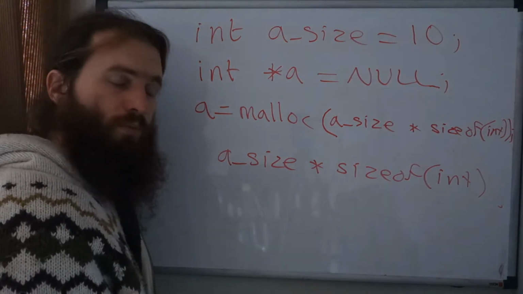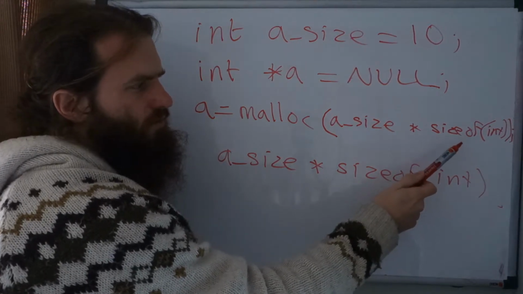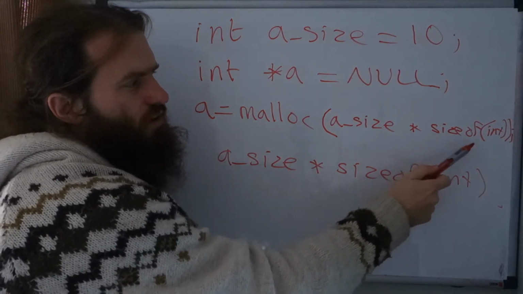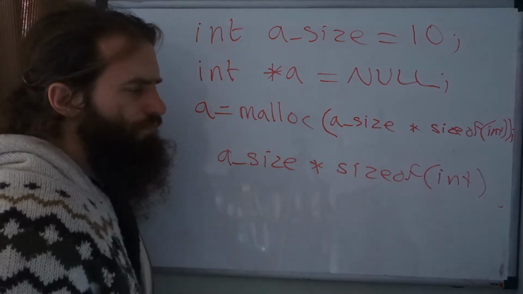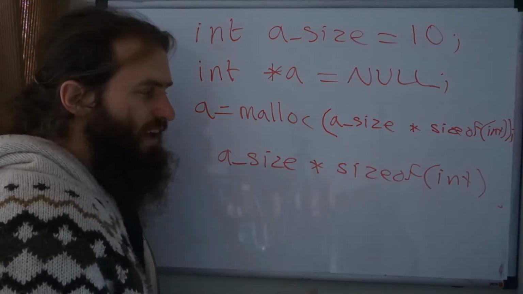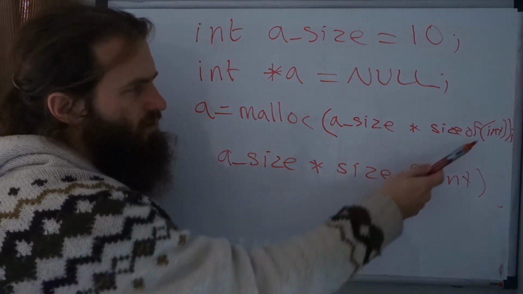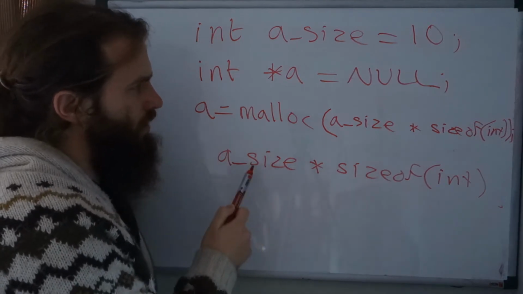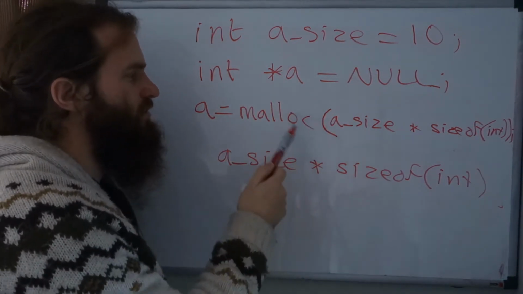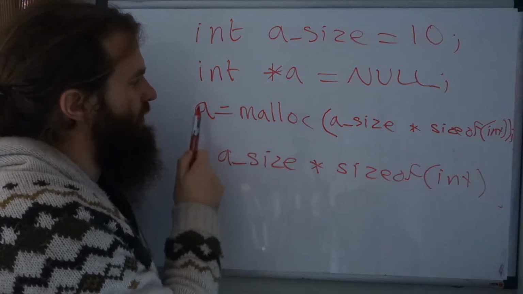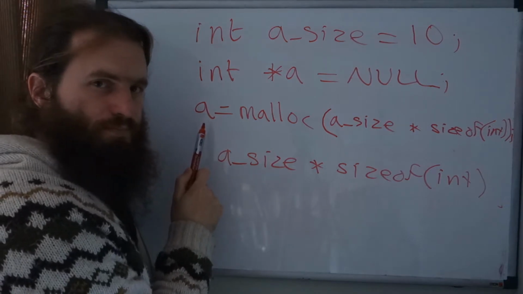We don't know. So what we use is this operator, which is part of C99, called sizeof. We pass int to sizeof, and that tells us the number of bytes that an int actually takes up. Then we have the number of bytes that the int takes up multiplied by the number of elements, which is the size that we want, which gives us a number of bytes, and then malloc allocates the memory for that and assigns it to A.